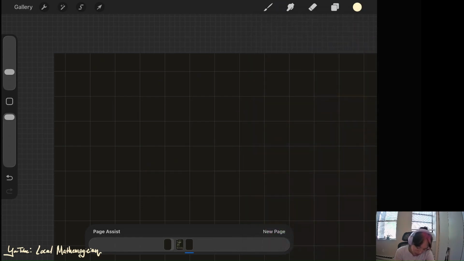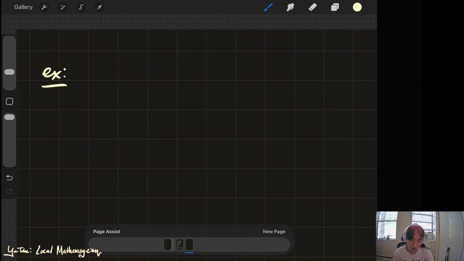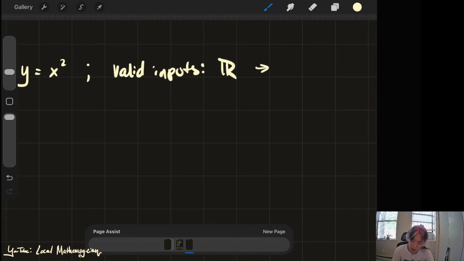So for example, right, we know that y is equal to x squared, right? Let's say. We know that valid inputs are all real numbers. That's shorthand for all real numbers. Okay? You put in negative numbers. You put in positive numbers. You put in 0. You put in whatever you want. Okay. So that means this is your domain.